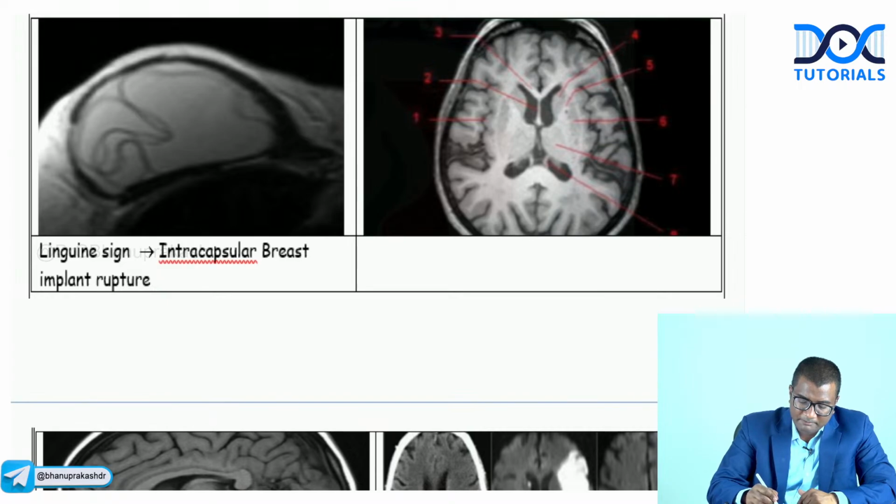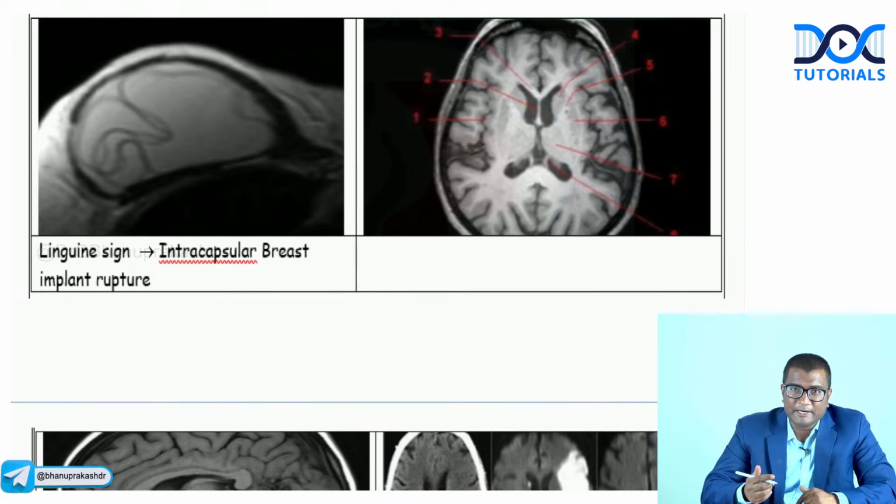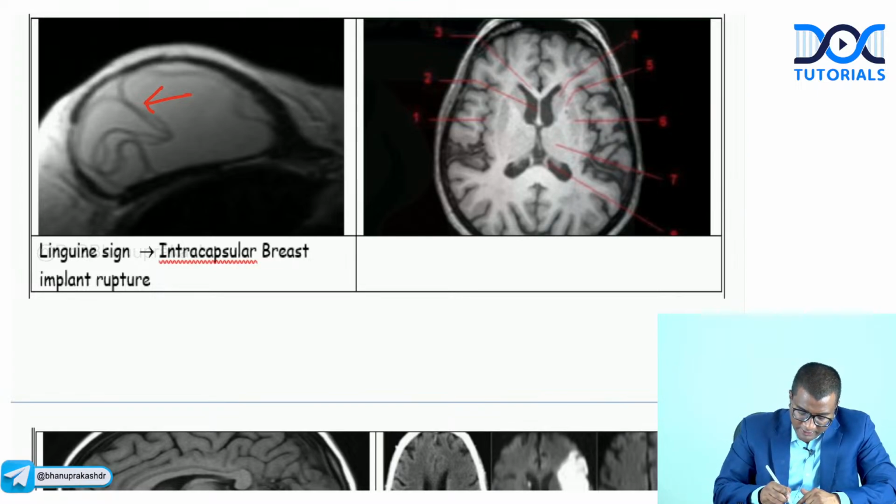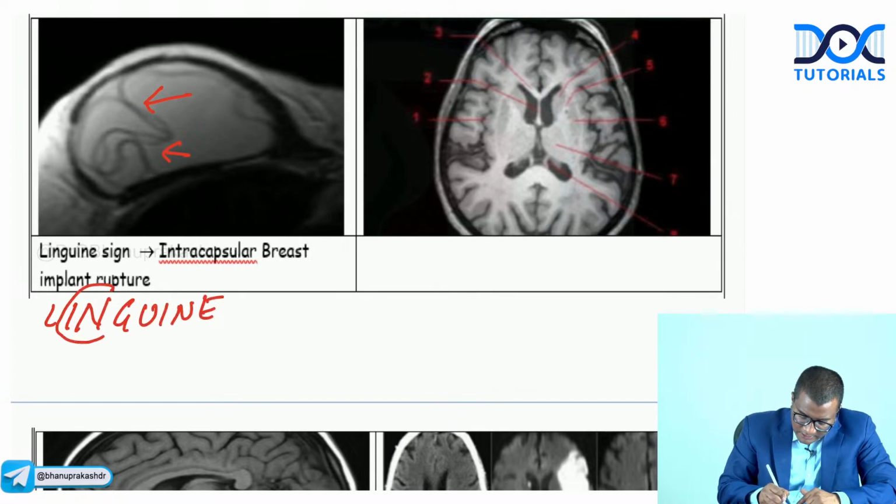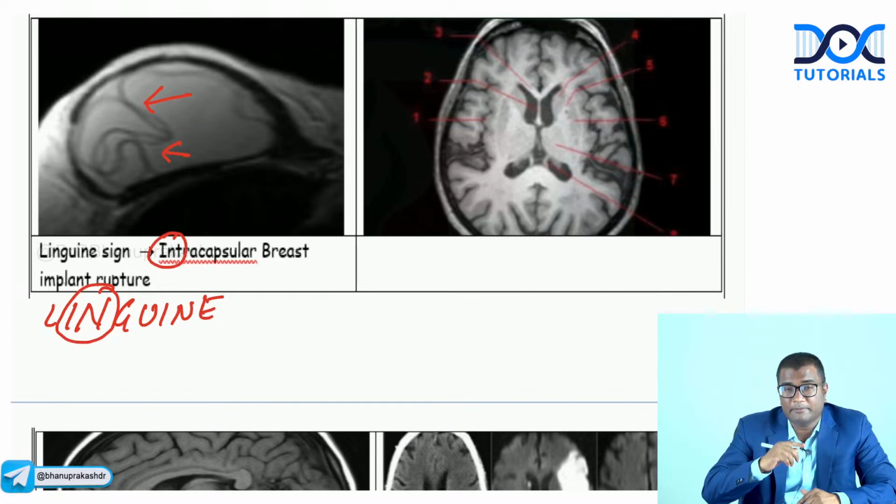I told you in breast implants, the investigation of choice is MRI. So whenever you have an intracapsular breast implant rupture, we have this sign where you have this wavy, noodle-like area called the linguine sign. So remember IN for IN: intracapsular breast implant rupture will show you the linguine sign.